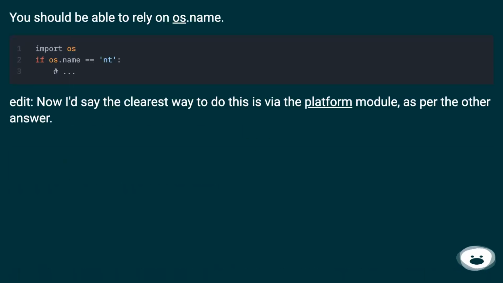You should be able to rely on os.name. Edit. Now I'd say the clearest way to do this is via the platform module, as per the other answer.